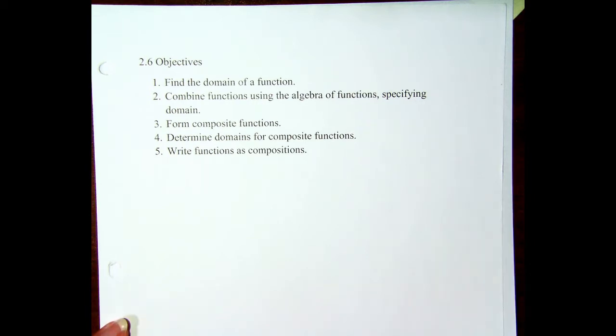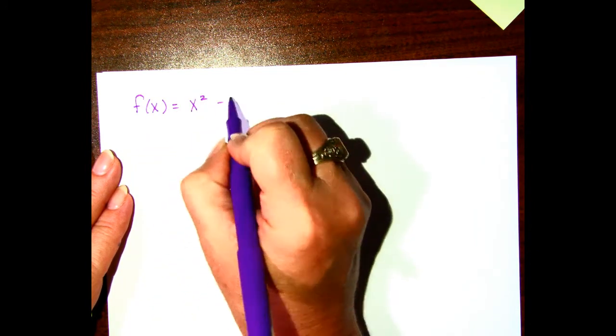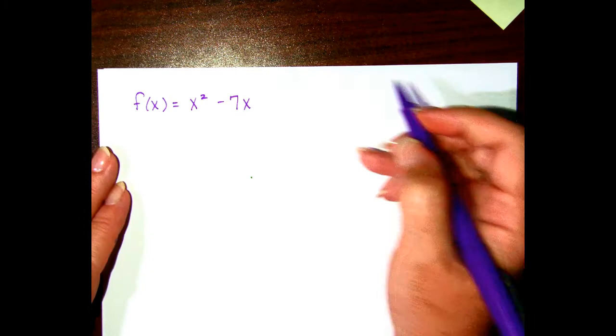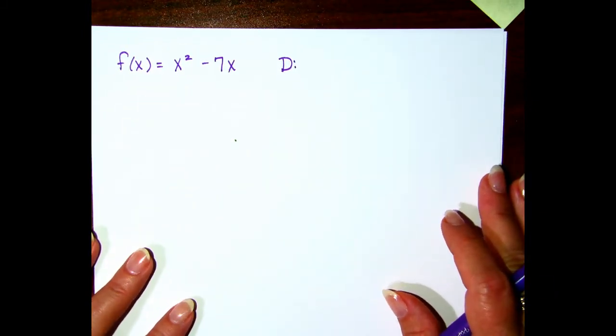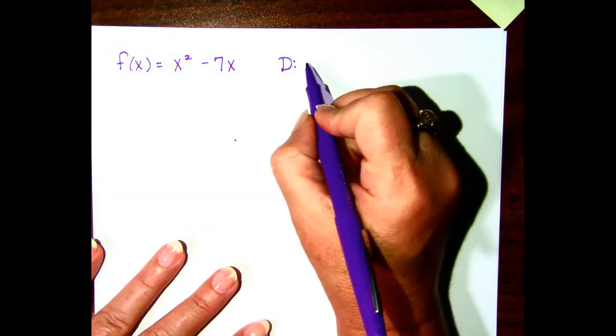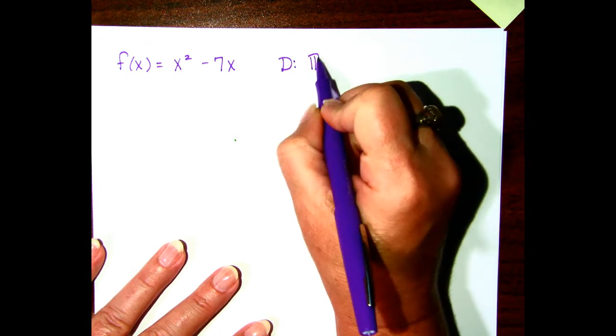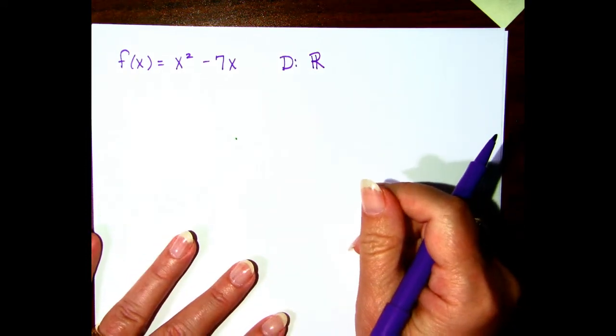So first of all, let's talk about domains. Any function that I give you, you should be able to give me the domain, right? So what if I say f of x equals x squared minus 7x? What's the domain of this function? What shape is it? Parabola. What's the domain of a parabola? All real. How would you have to write it in interval notation?